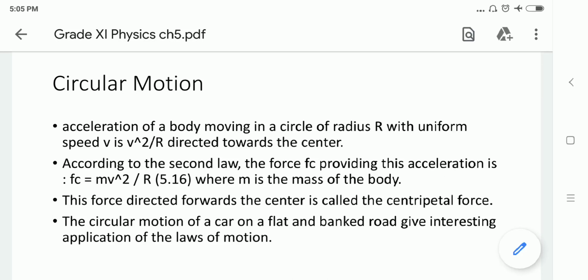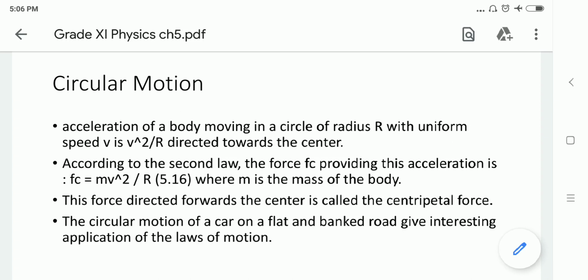According to the second law, the force Fc, provided from the center of the circle, which accelerates the object, is Fc equal to mv square by r, where m is the mass of the body and v square by r is the acceleration of that object. This force, directed toward the center, is called the centripetal force.